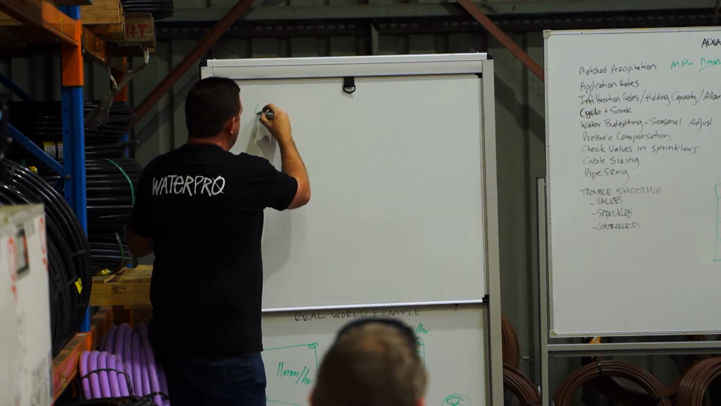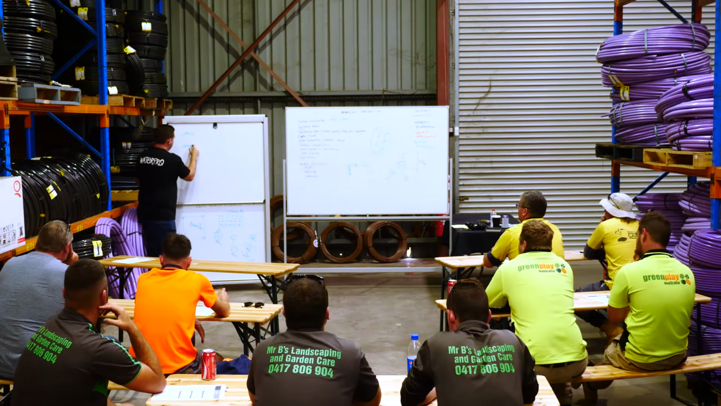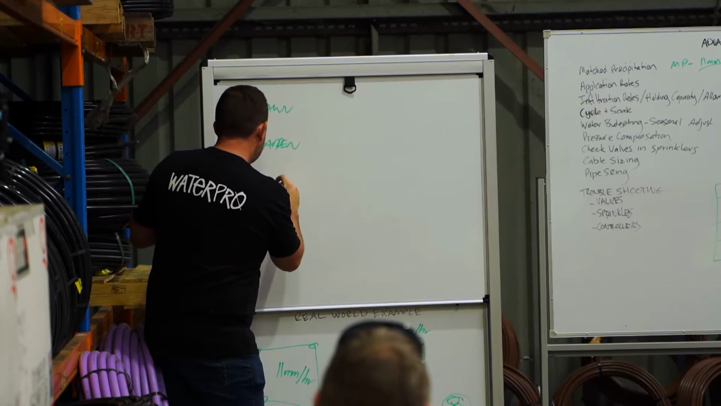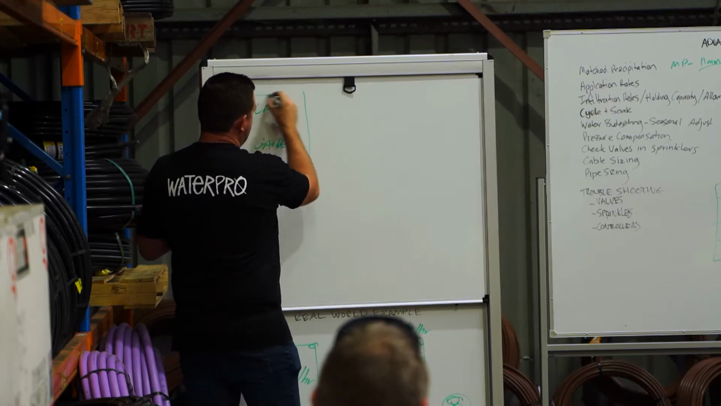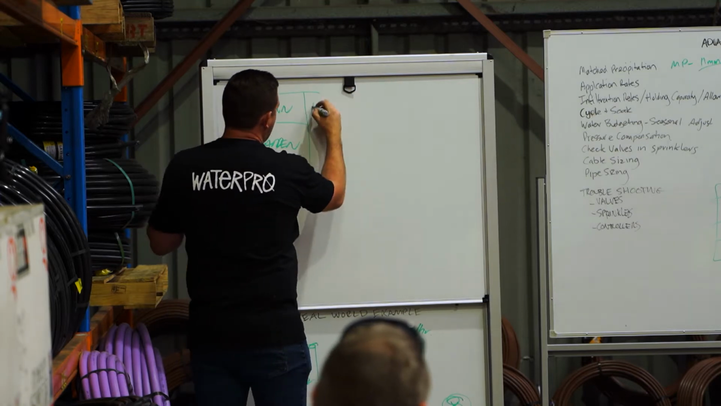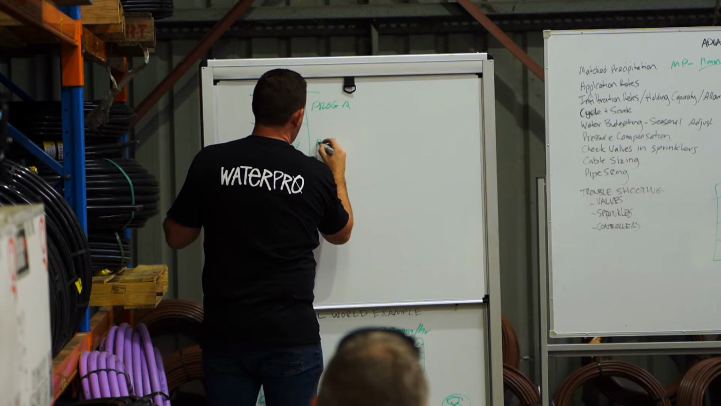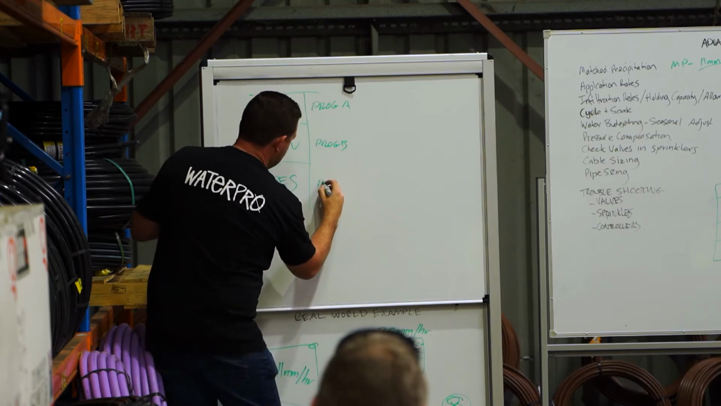So for this, we're going to have the lawn, the garden with a D, and the trees. This is where your programs A, B, C, and D come in. So we might put your lawn on program A and your garden on program B and your trees on program C.